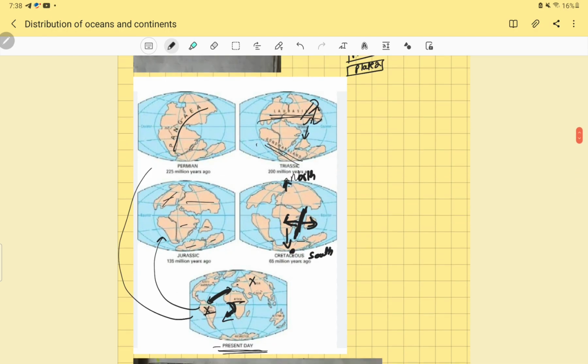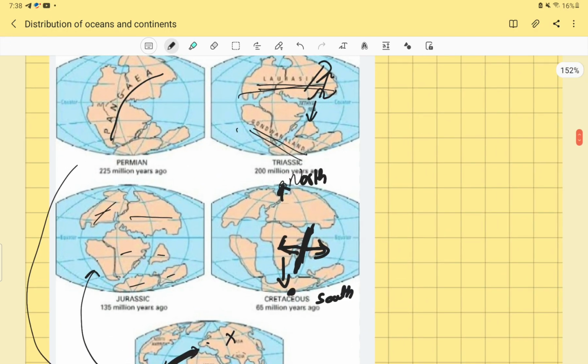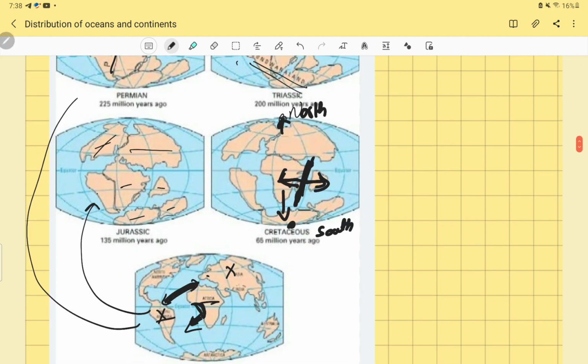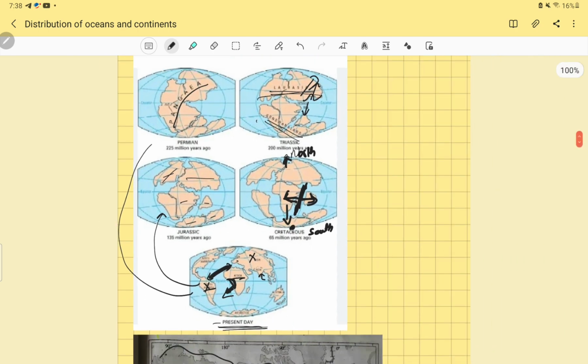So if you see it in a diagram, in Indonesia you can see Sumatra. From here, the Indian plate started moving. So this is all about the distribution of ocean and continents. Thank you.